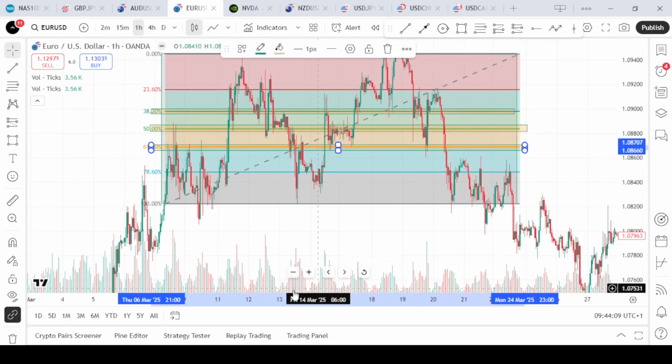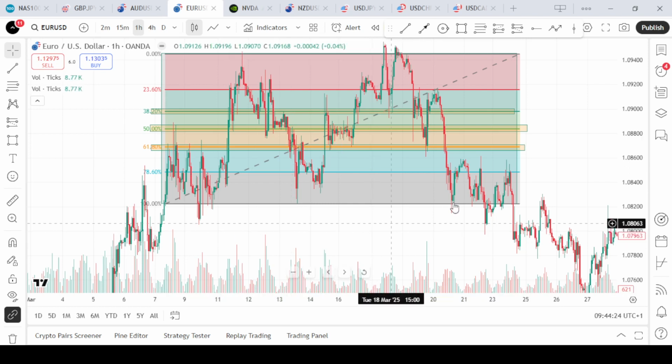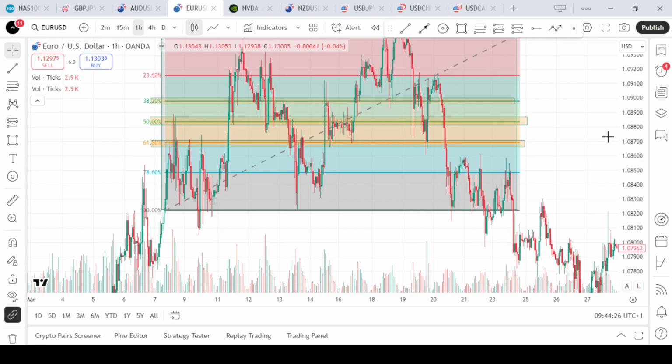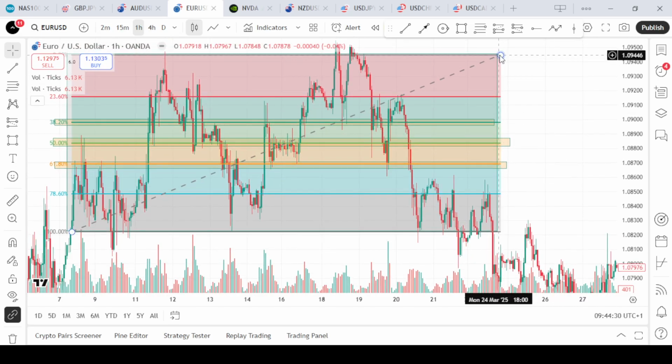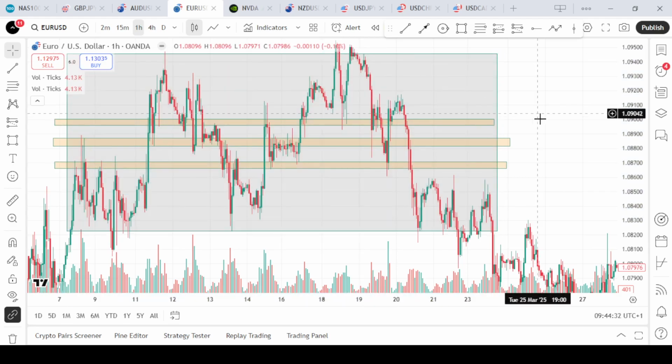Next, you analyze the price interaction with these Fibonacci key levels. You pay close attention to those levels. You look for confirmation signals such as candlestick patterns or divergence on indicators. So you can actually add your indicator to this setup or to this strategy for stronger confirmation of your trade. So these are the levels we'll be looking at.